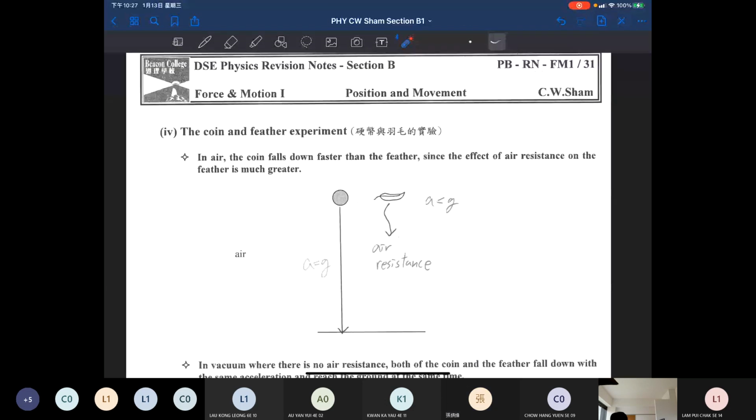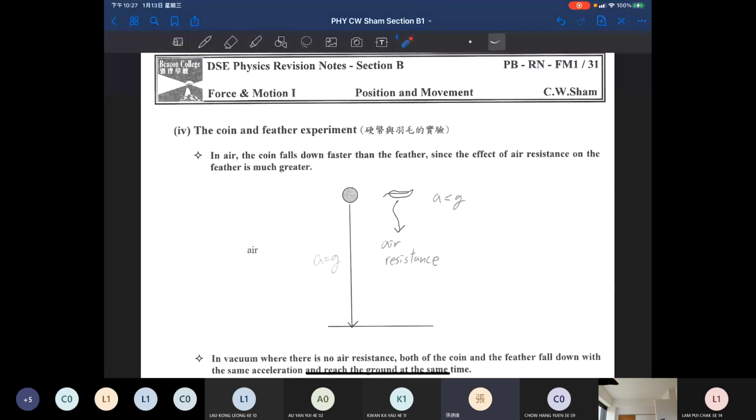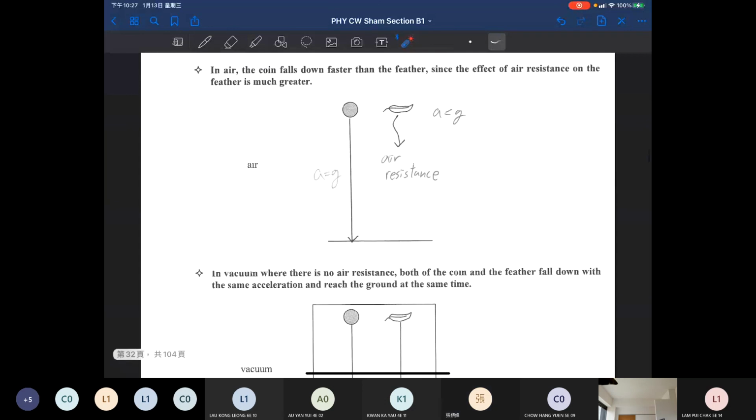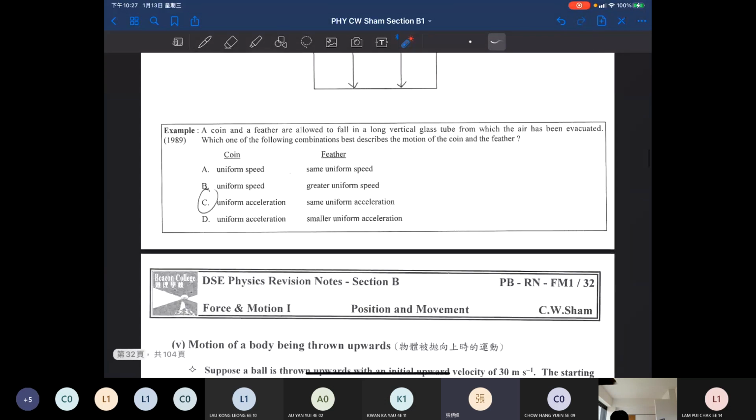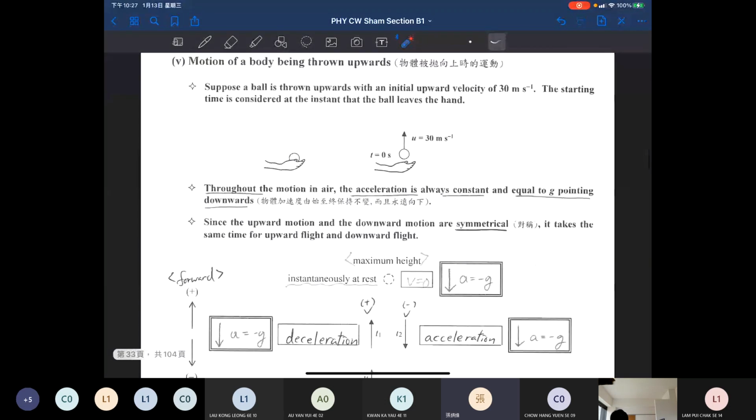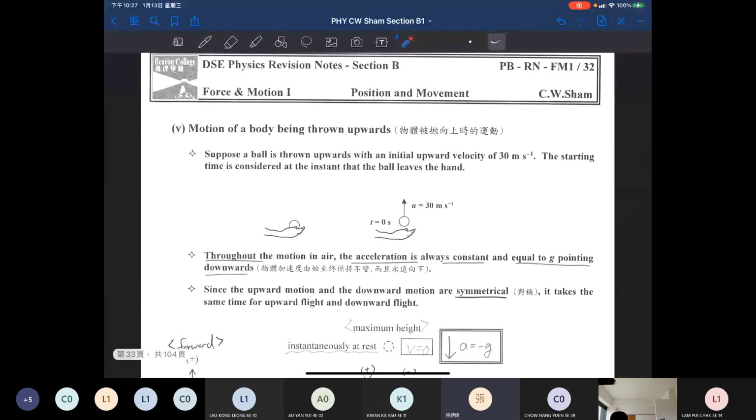Now the coin and feather experiment. It is done inside a vacuum, and they find out that they have the same acceleration due to gravity. So this is the last column.